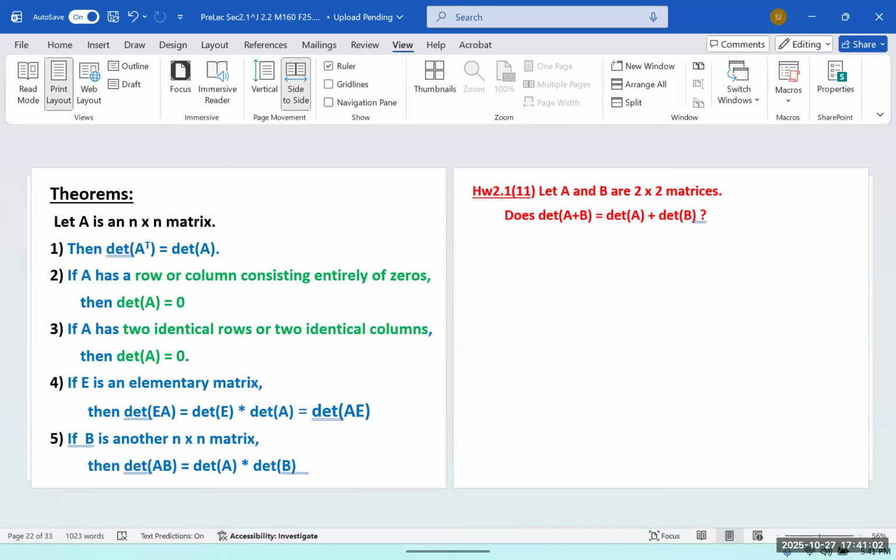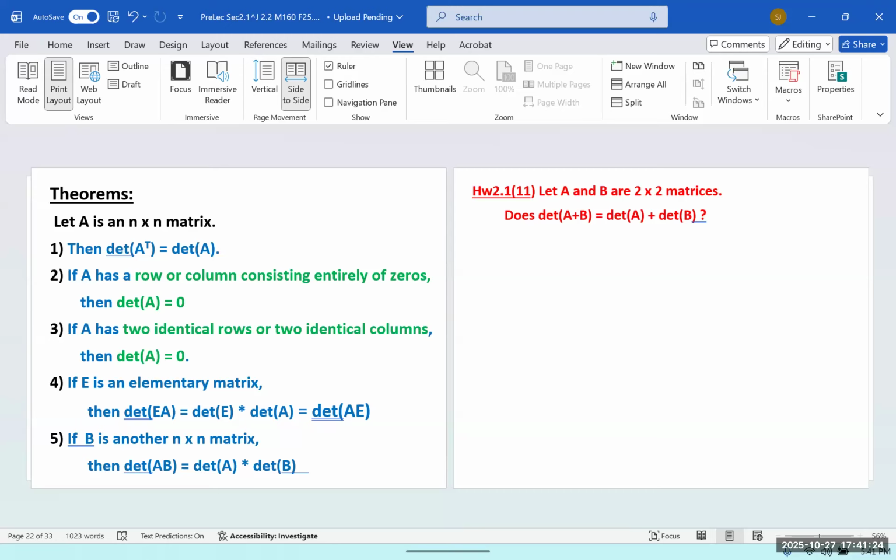Well, as long as you can come up with one counterexample showing that this is false, it is false. Can you think of a counterexample? Can you find two matrices, find their two individual determinants, then find the sum of the two matrices, and then find the new determinant?